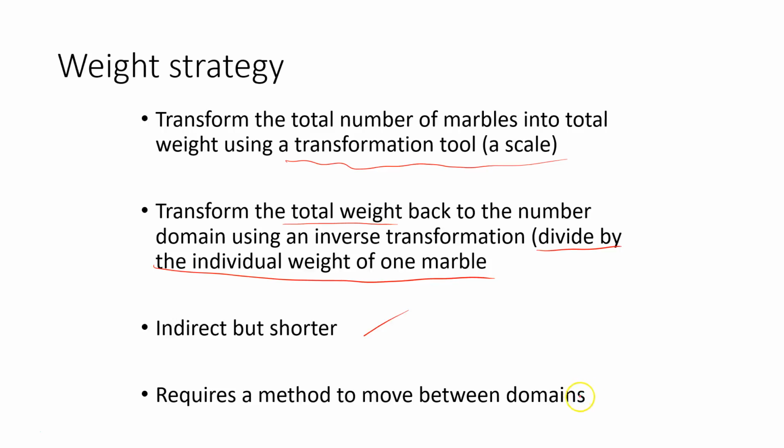So we are just taking out the marbles 1, 2, 3, 4, and directly counting them. Now we are not doing that. We take the total number of marbles and transform that into a weight. So in the weight domain, there are no 10 marbles or 1,000 marbles. The weight would be in grams or kilograms. And then we divide by the weight of a single marble, and we bring it back into the number domain.